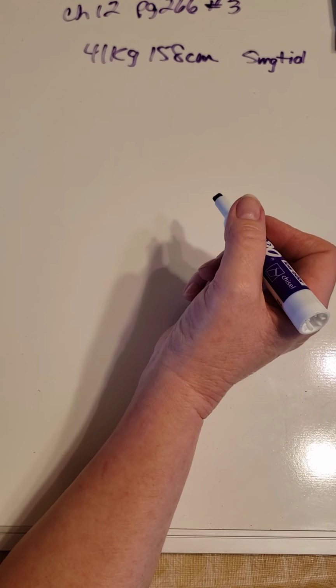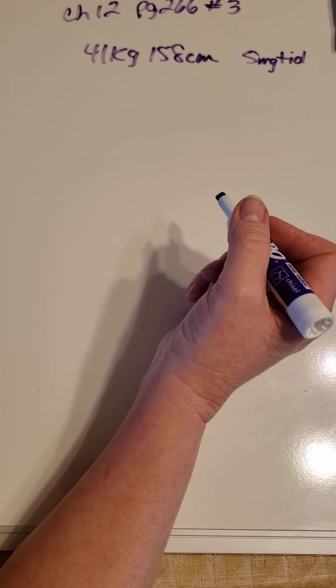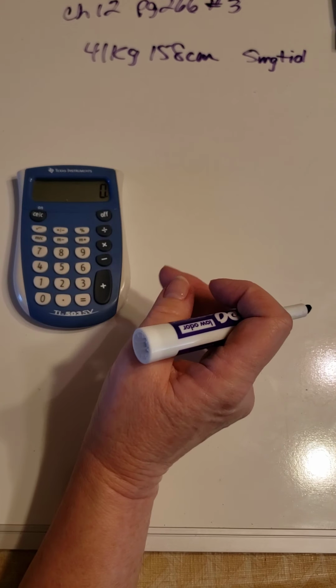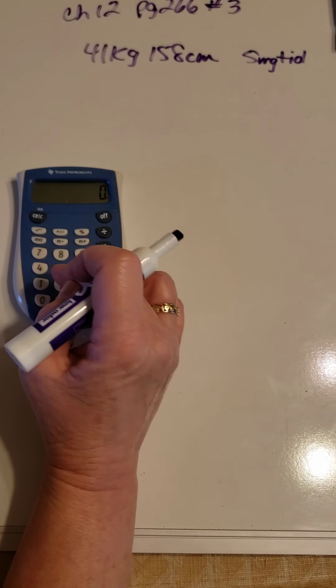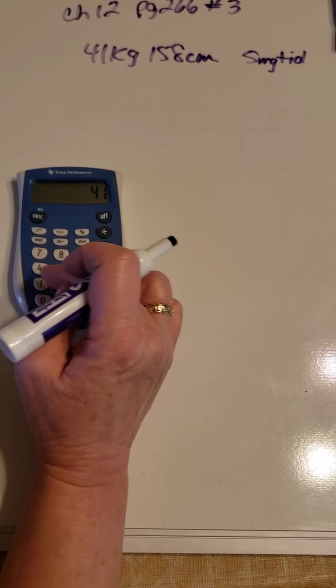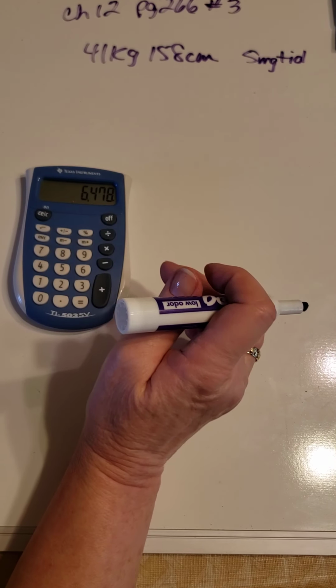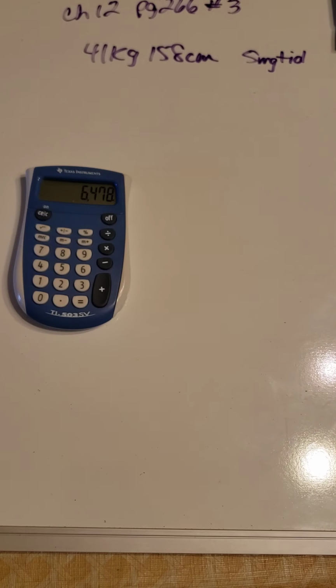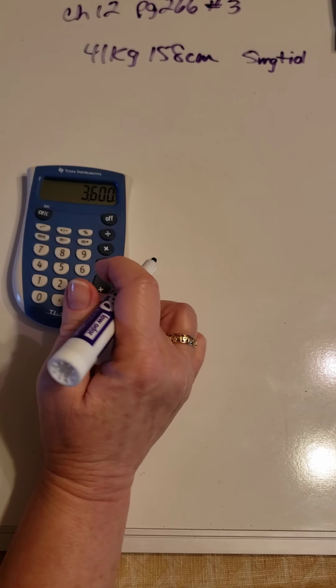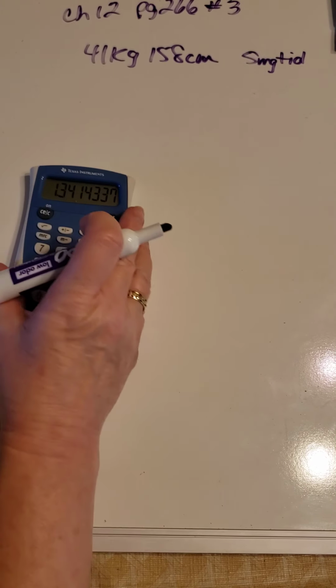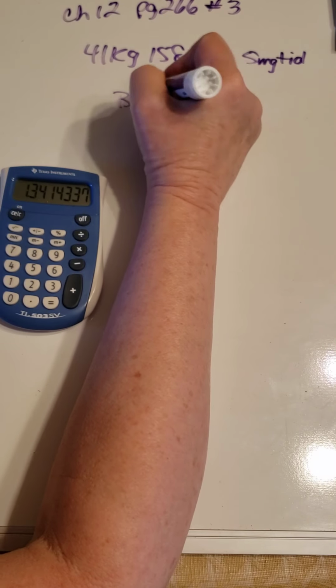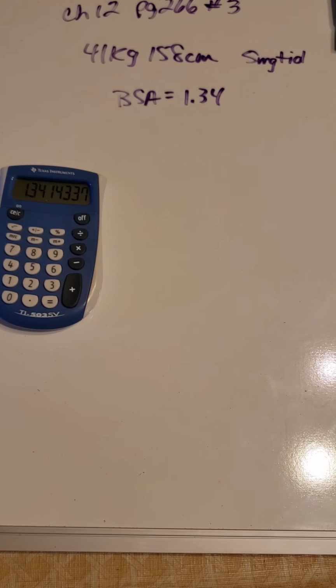And this one, they want the child's BSA, which we can figure out in this problem. So let's say we were figuring this out using the formula. We're going to do height times weight, or weight times height, 41 times 158 equals, and since it's the metric one, we're going to divide this by 3,600. Equals, and then take the square root. And we get a BSA of 1.34. Or you can use the nomogram and you'll get really, really close to that number too.